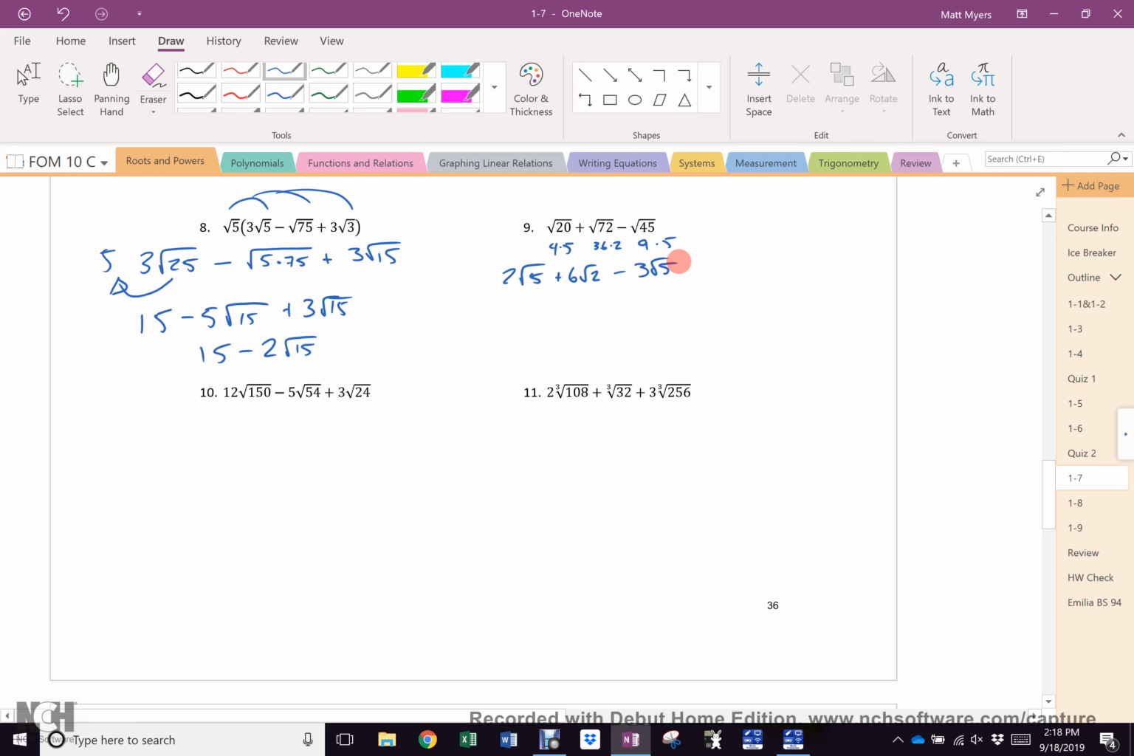Which parts, Garcia Hill? The root 5s. 6 root 2, because we always like a positive first if we can get it. 2 minus 3 is negative root 5. Why didn't I write the 1? Because we never write 1 as a coefficient.